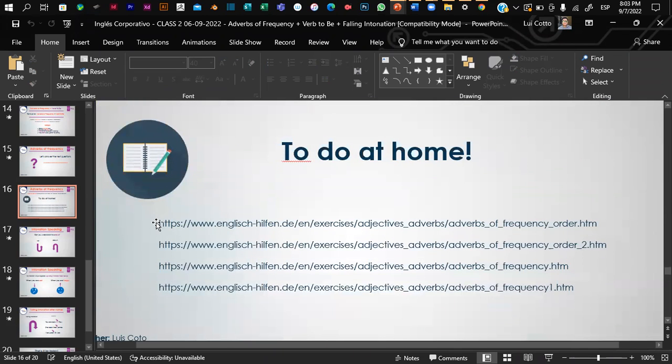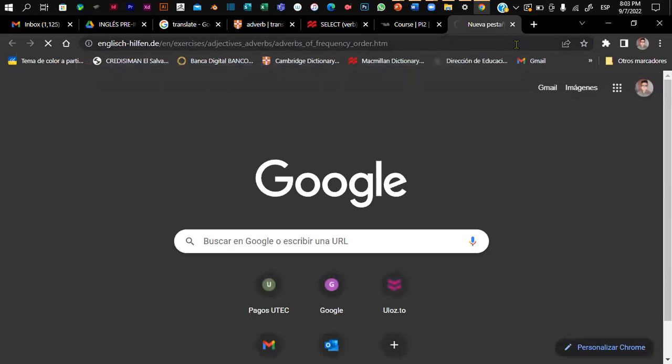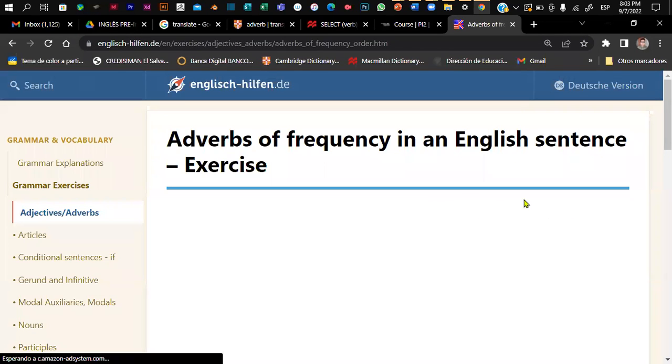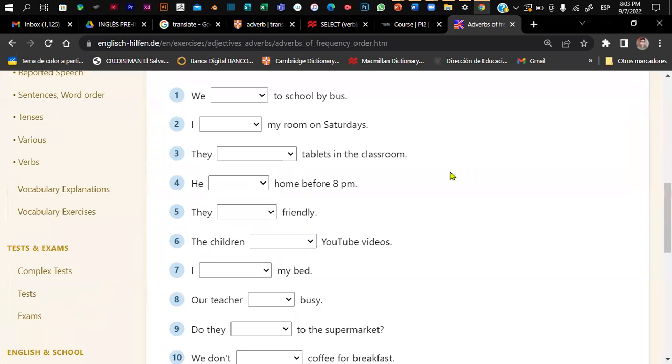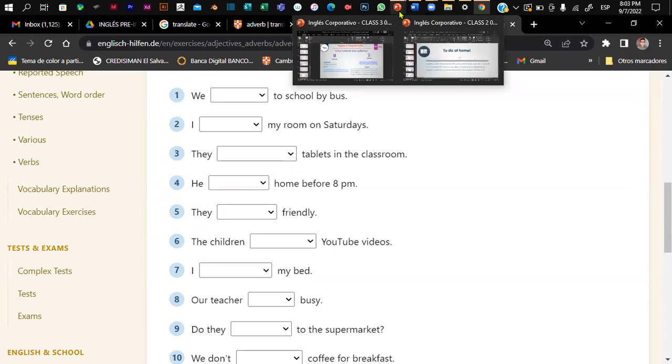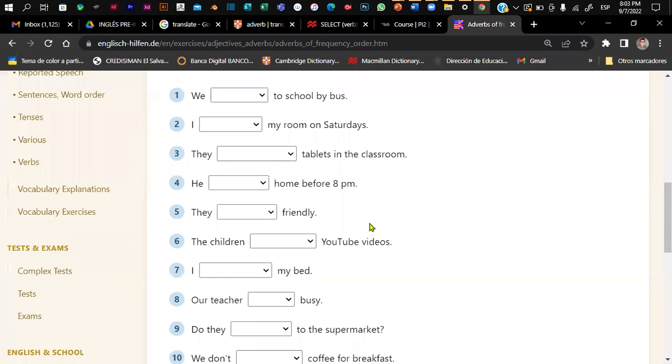You have some links. You can copy the link as I showed you before, como le mostré antes. You copy the link, you open it in the browser, and what happens? ¿Qué pasa? You have exercises to develop. This is like an extra activity, extra material, so you can review. You can do it at home.